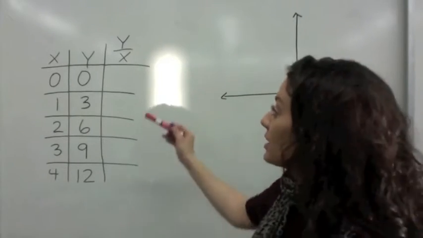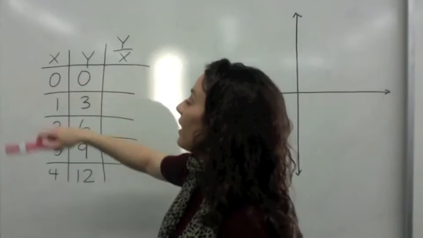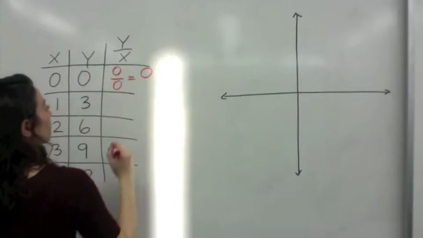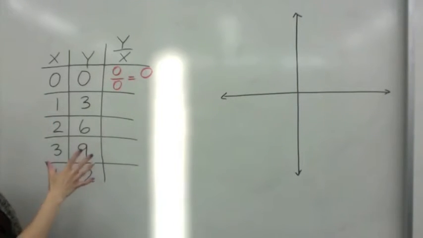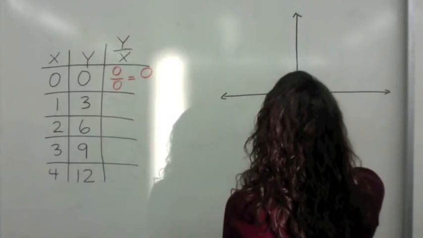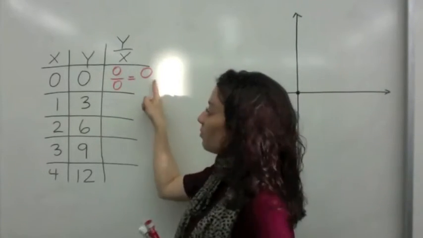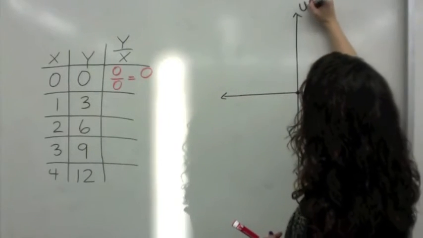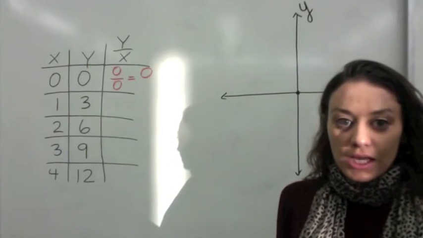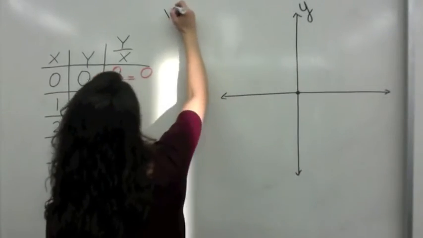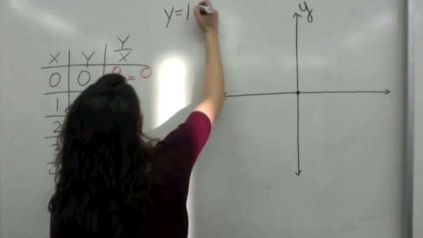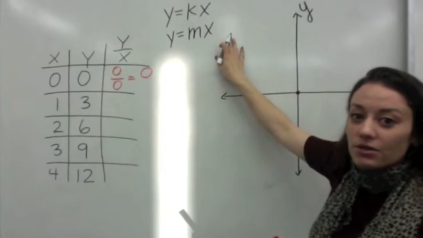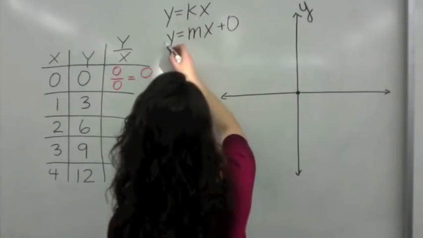Let's make sure we know how to take the ratio. If we take y divided by x, we have 0 divided by 0, which is 0. The starting point is always going to be 0 from this point. What is this telling you? That 0 is actually which intercept? It's the y-intercept. For proportional relationships, you have to remember that if y equals kx, and I could just say y equals mx, there is no y-intercept. In this case, it will always be 0.